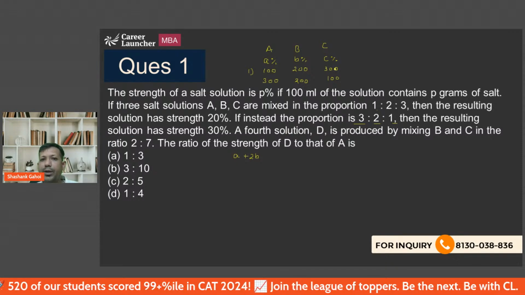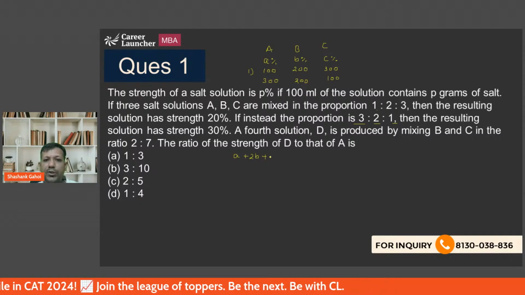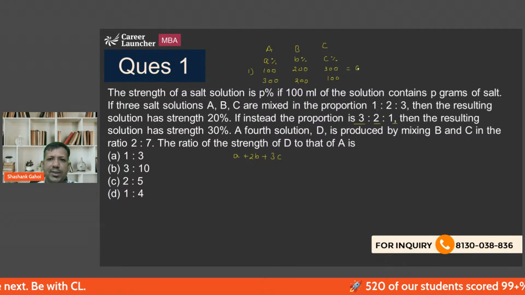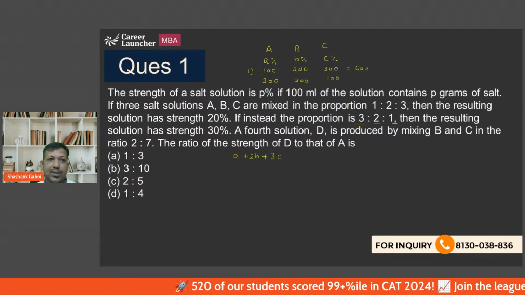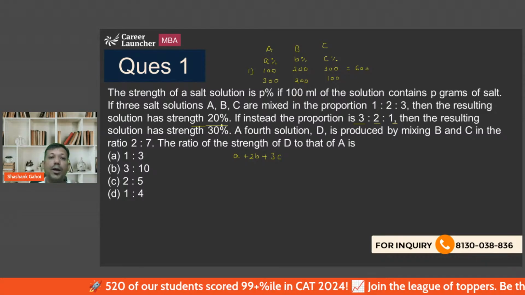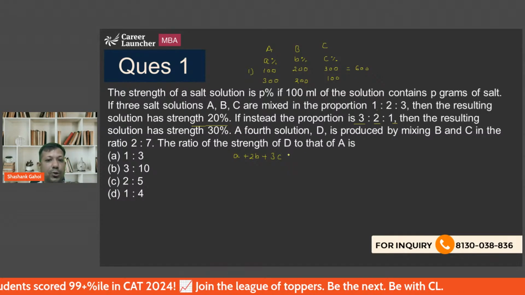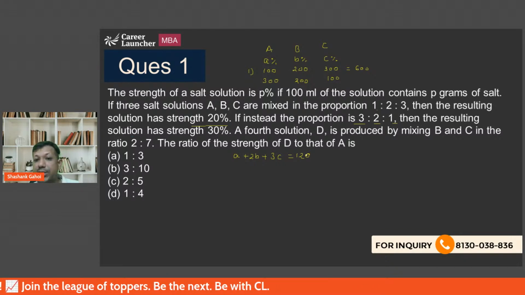Now let's talk about C. 300 ml of solution has C% of salt. So what is the quantity of salt? That is 3C. So this is the total quantity of salt, and the total weight is 600. Now in this 600, the total amount of salt is 20%, which means this total salt value should be equal to 120, and that's what the question is saying.